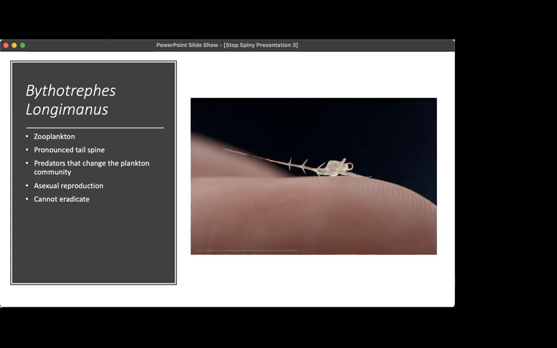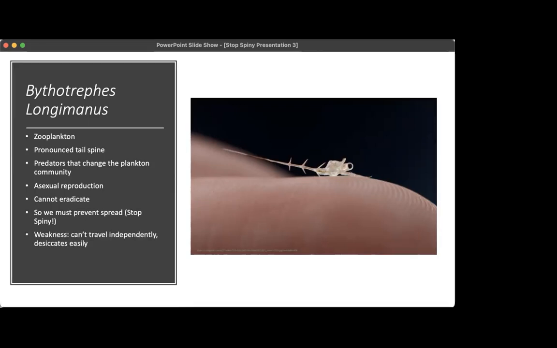They can't be eradicated easily once they get into a lake. We have no approved, known, effective control methods for this invasive species right now. So the only strategy we have is to prevent their spread, or Stop Spiny, as the name of the outreach campaign indicates.